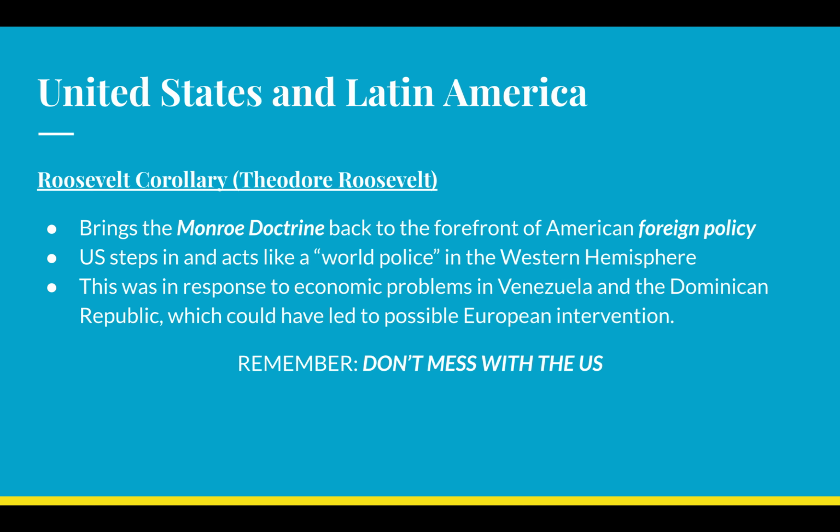And the big thing he brings back to life is going to be that Monroe Doctrine, which you hopefully remember from a few months back. And you can see in the bottom there, it says, "Don't mess with the United States." Essentially, what was going on, there were some issues in the Dominican Republic and Venezuela, and Theodore Roosevelt brings back the Monroe Doctrine and says, listen, Europe, don't think about getting involved in these areas. We'll take care of it. We will act like a world police. We'll stay on our half of the hemisphere, and you can stay on yours.